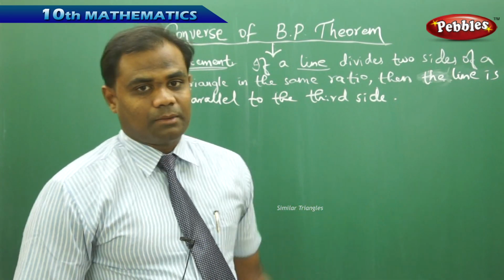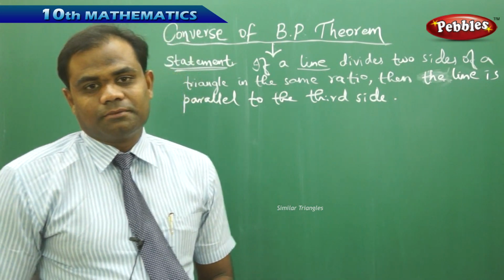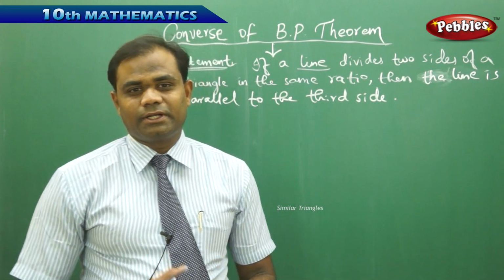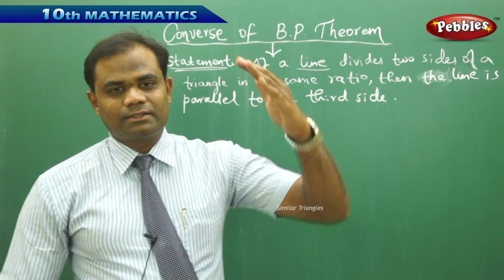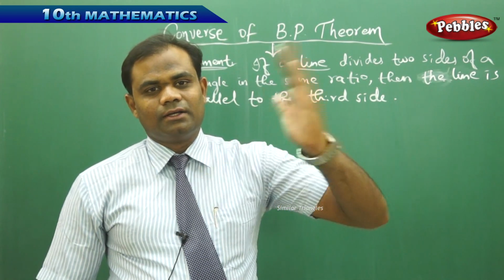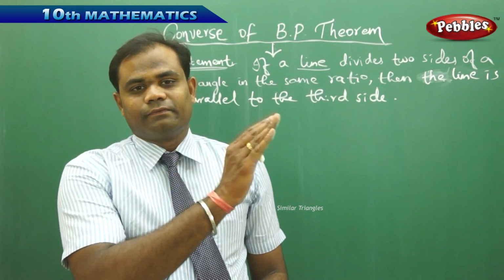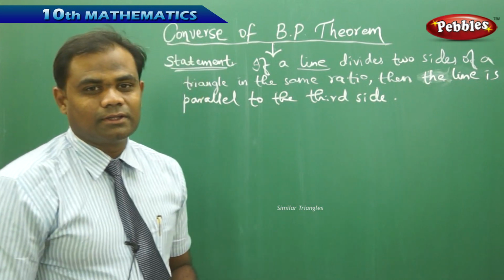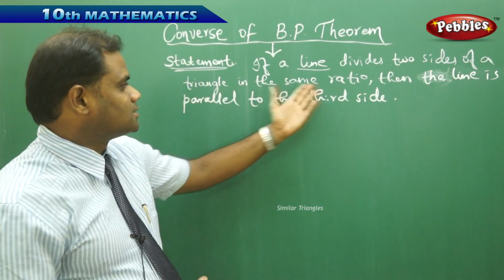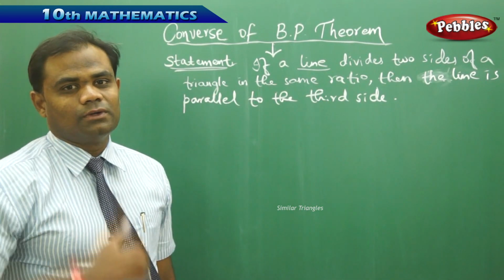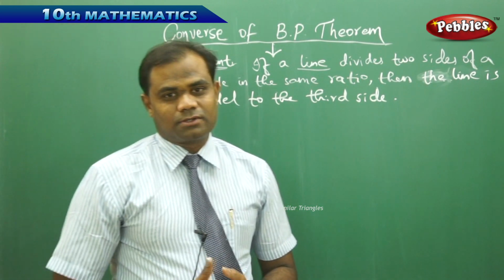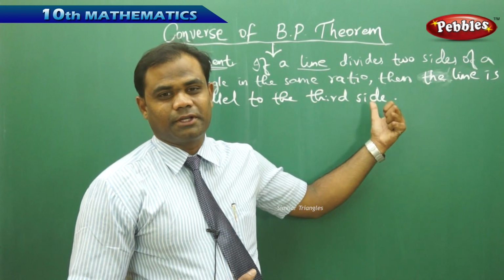As this statement is compared with the basic proportionality theorem statement, we clearly understand that in case of basic proportionality theorem, given that a line is parallel to the third side, we prove that the line divides the other two sides in the same ratio. But here, given that the line divides the two sides in the same ratio, I need to prove the parallelity of the line with the third side, the reverse process of the BP theorem statement.